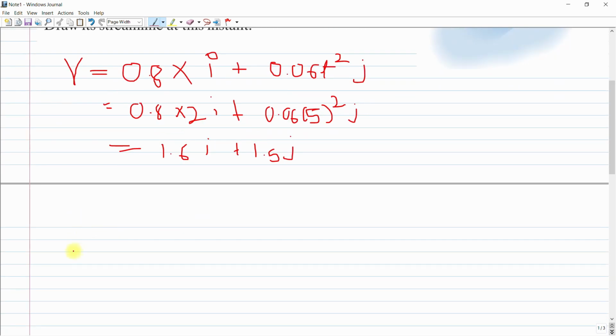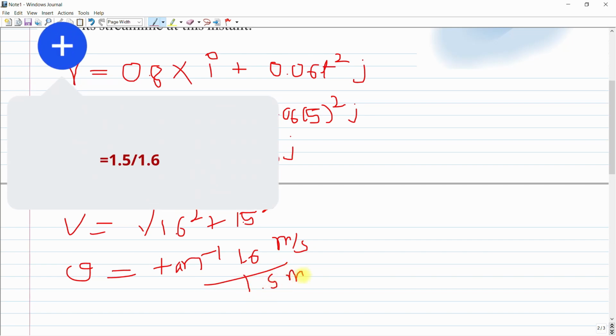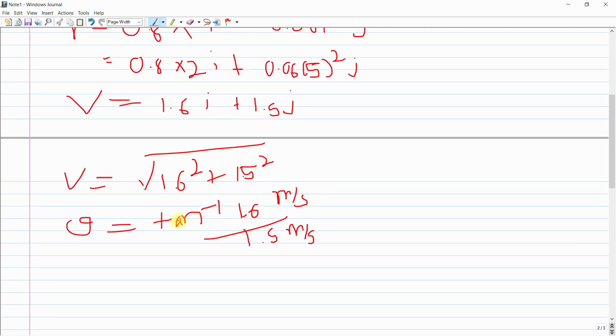Now we will find the magnitude of this complex number. V is equal to the square root of 1.6 squared plus 1.5 squared, and theta is equal to tan inverse of 1.6 meter per second and 1.5 meter per second, and we got the theta. Now this derivation we will write out in Python code.